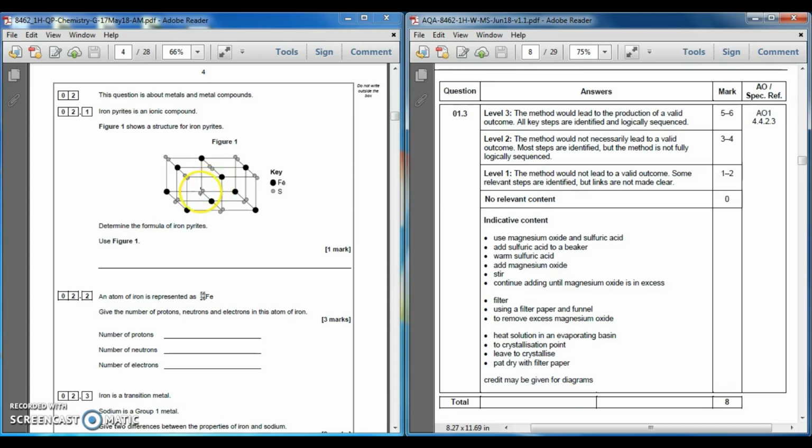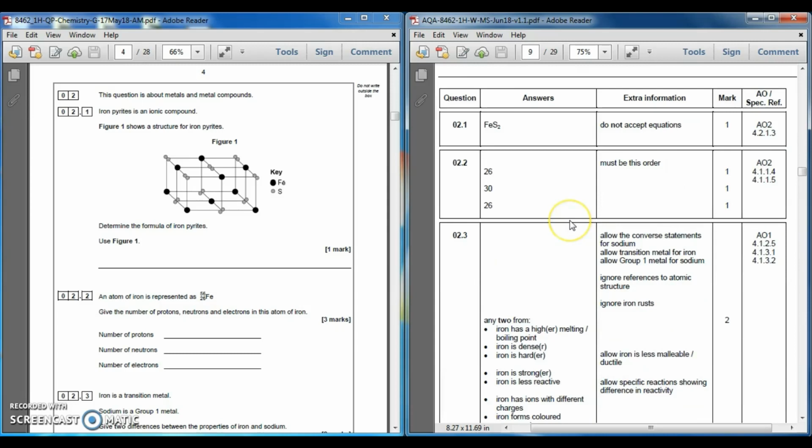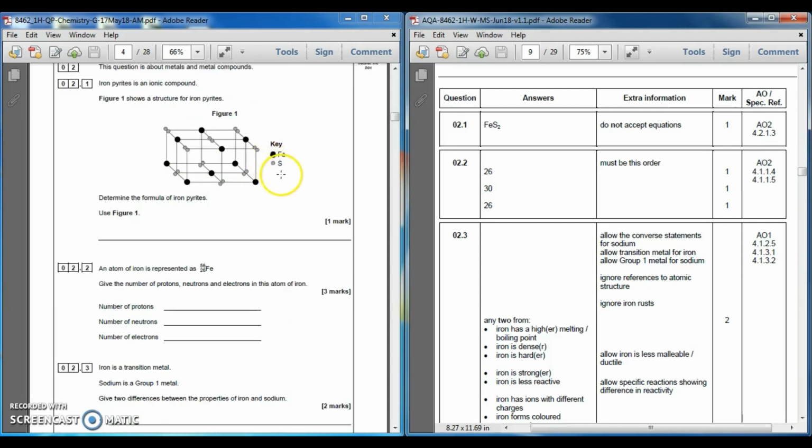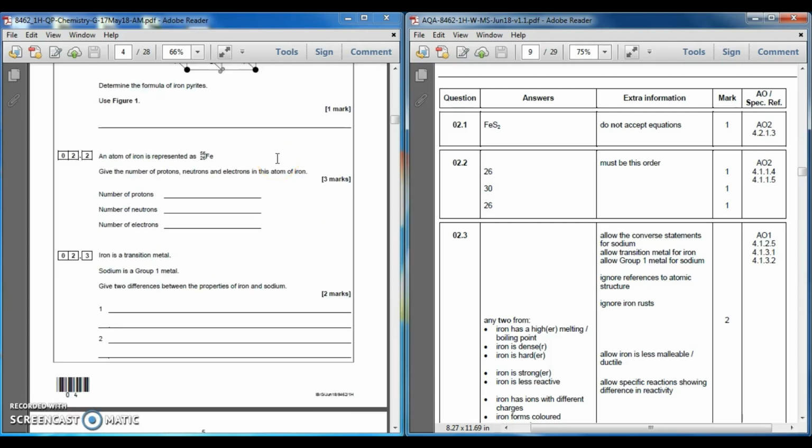Question 2 then. The formula, again, is another time we see the word where it's scuppered some people. So if you look at the picture, for every black one there are 2 grey ones. Even if you counted up all 9 black ones, there'd be 18 grey ones, and the ratio for that then is for every Fe there is S twice, so that is FeS2, again with the capitals, the lower cases and the small number. It's not asking for an equation, so don't write an equation, it's not a reaction.